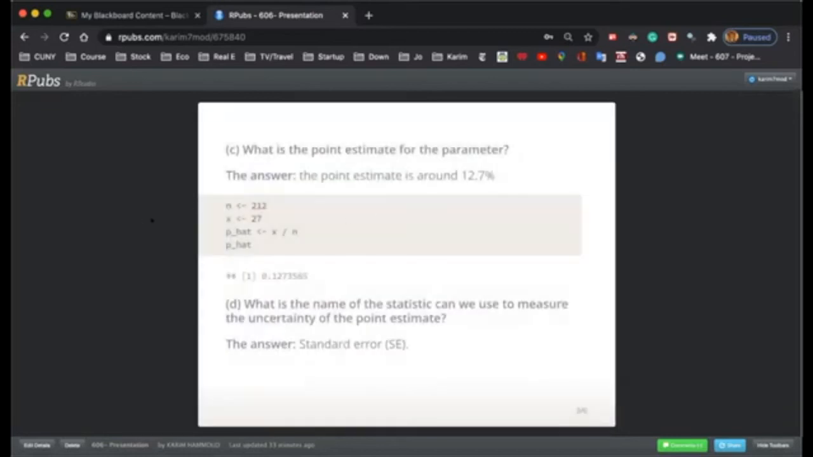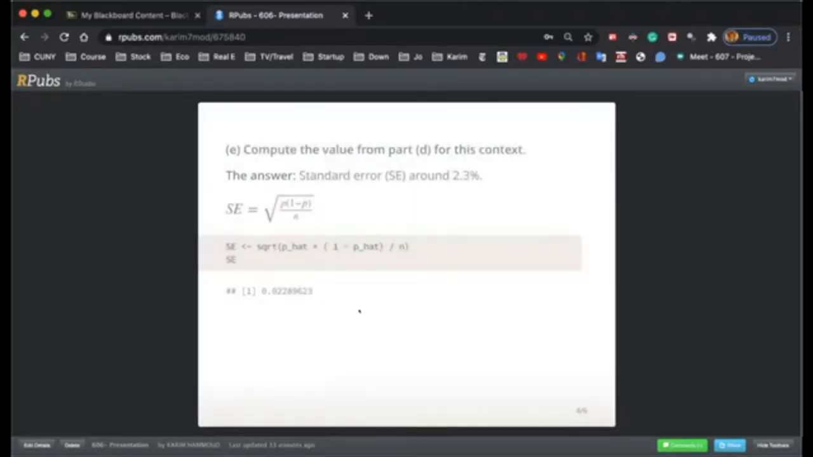And the third question is about what's the point estimate for the parameter, and we basically divide the defective chips by the complete sample, and that's almost 12.7%. And what's the name of the statistic we can use to measure the uncertainty of the point estimate? And that's the standard error.